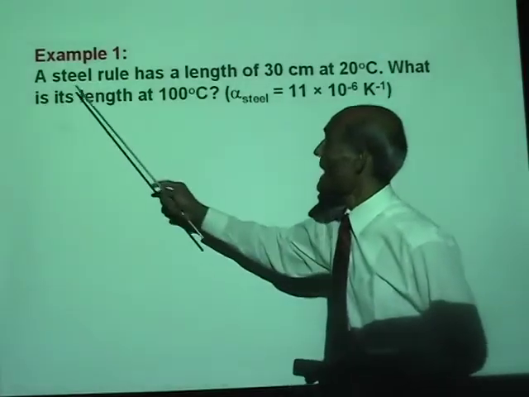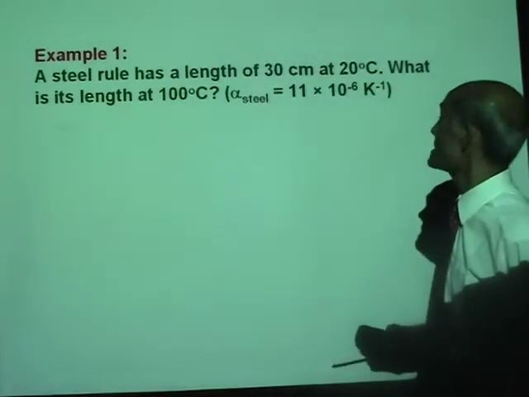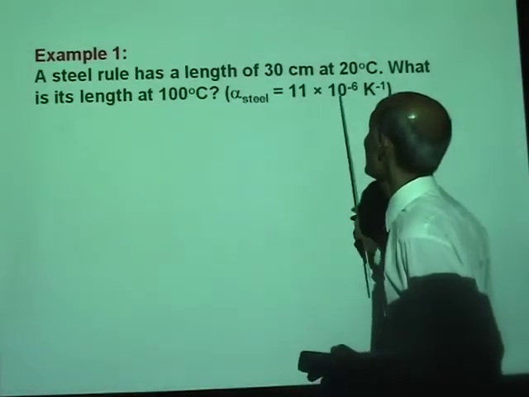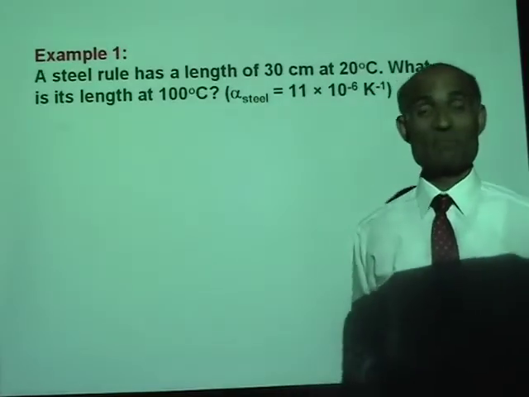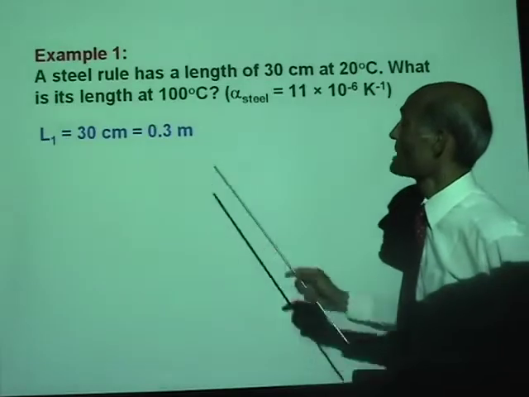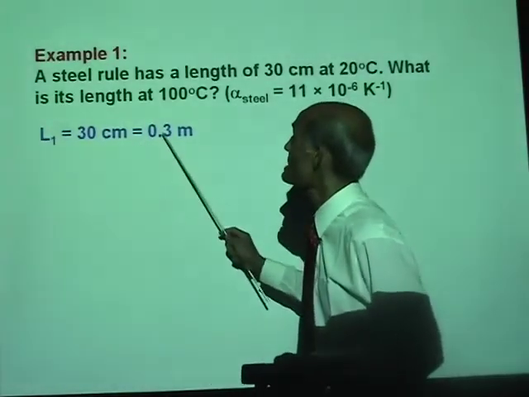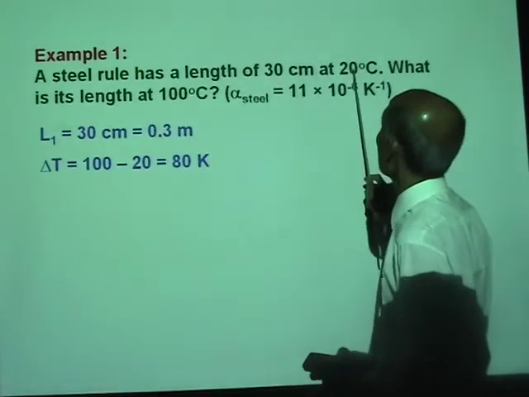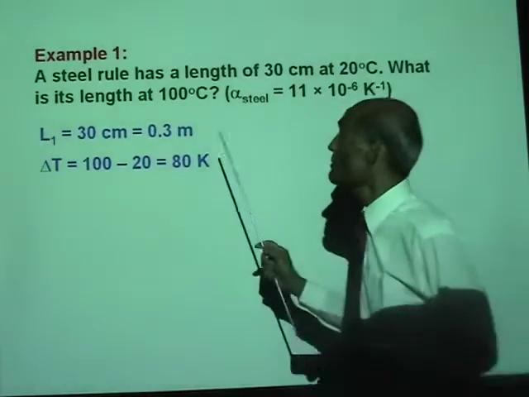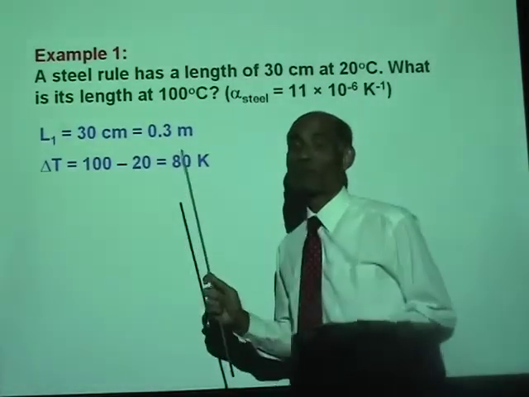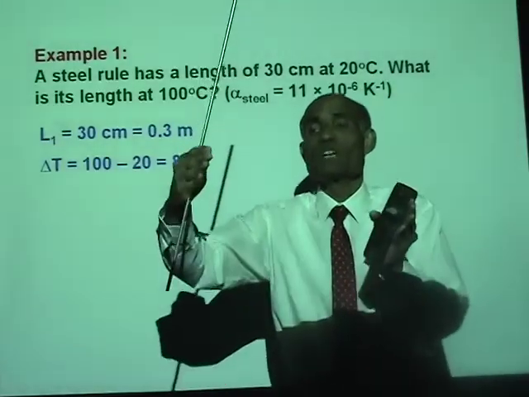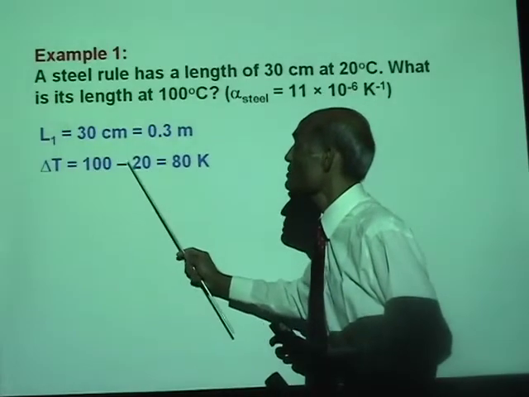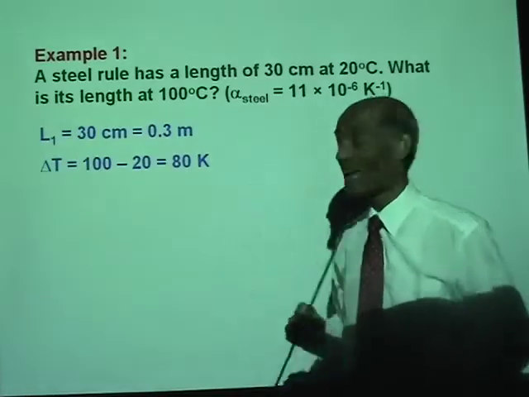Let's do an example. A steel rule has a length of 30 centimeter at 20 degrees Celsius, what is the length at 100 degrees Celsius? Alpha for steel is 11 times 10 to the negative 6 per Kelvin. A straightforward, very simple problem. Pick out our data. L1, the original length is 30 centimeter, that is 0.3 meter. The change in temperature delta T is 100 degrees Celsius minus 20 degrees, that is 80 Kelvin. I hope you are not confused by this usage of Kelvin. Remember, temperature intervals are the same in Celsius and Kelvin.